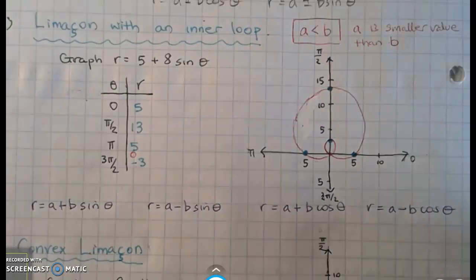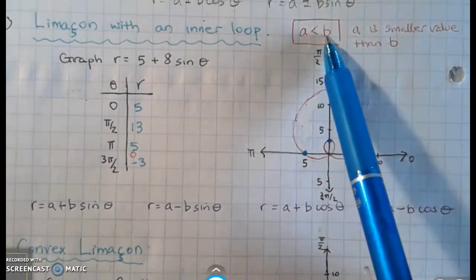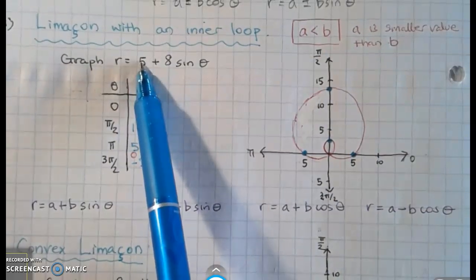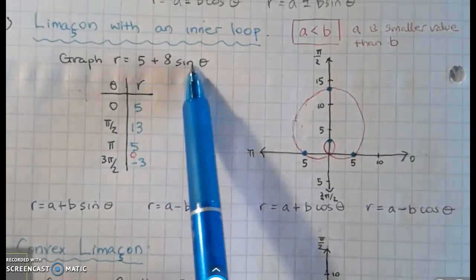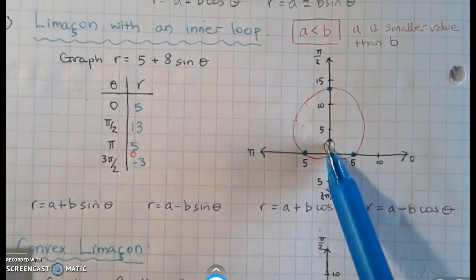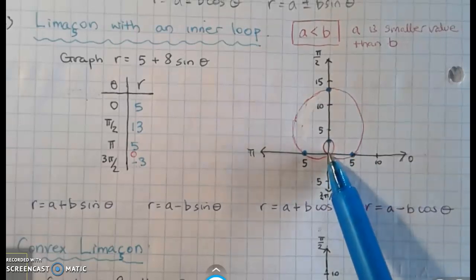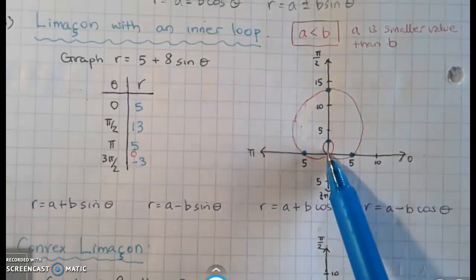We just talked about the limaçon with the inner loop, and that occurs when a value is smaller than b. That is, when the constant is smaller than the coefficient of sine theta or cosine theta. Then that creates the little loop right there, and it always does go through the zero, the origin right there.